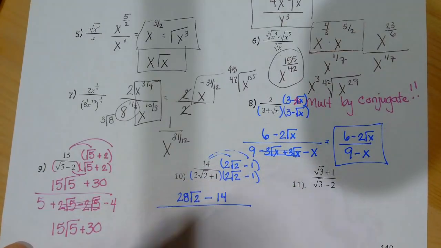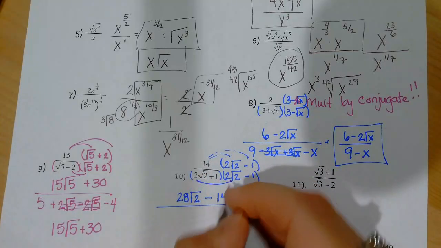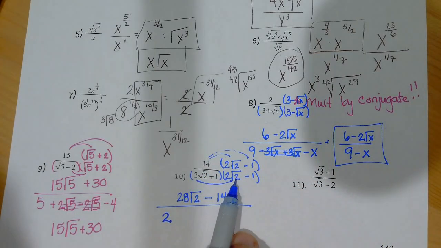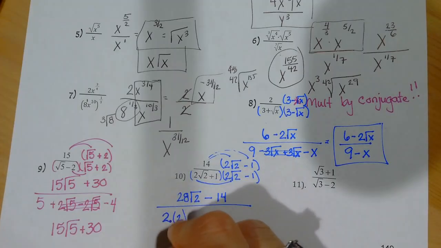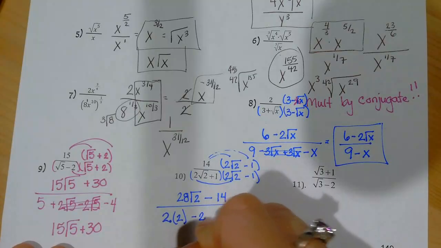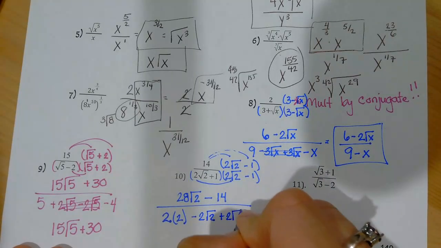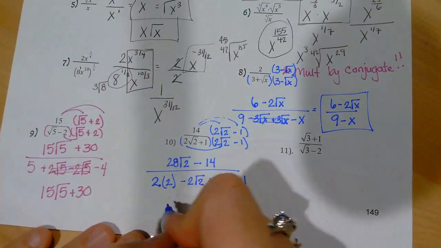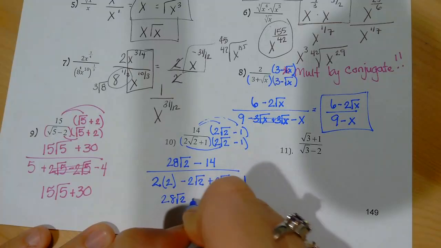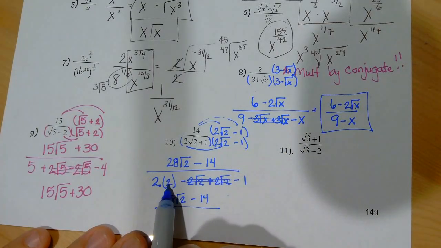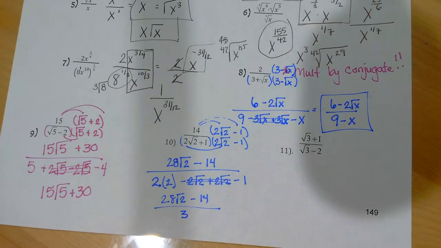Perfect. Okay, FOIL the bottom. Outside's inside. 2. Remember, this is going to turn into root 4, which just turns back into a 2. Feel free to write 2 root 4 if you need to. Minus 2 root 2 plus 2 root 2 minus 1. So let's see. On top, I still have 28 root 2 minus 14. On the bottom, those middle terms are canceling. 2 times 2 is 4, minus 1 is a 3.